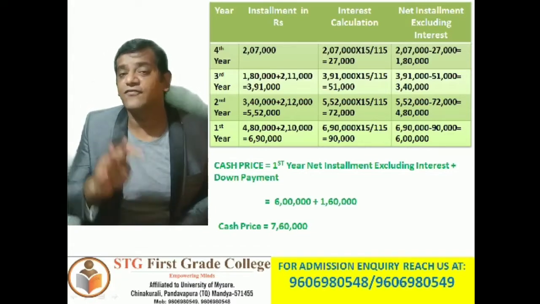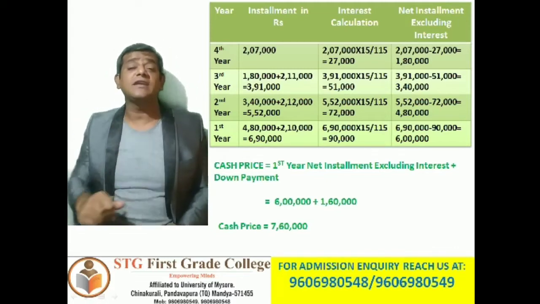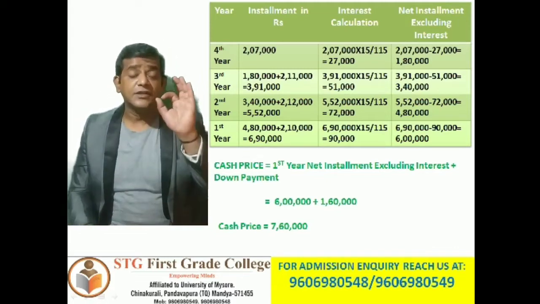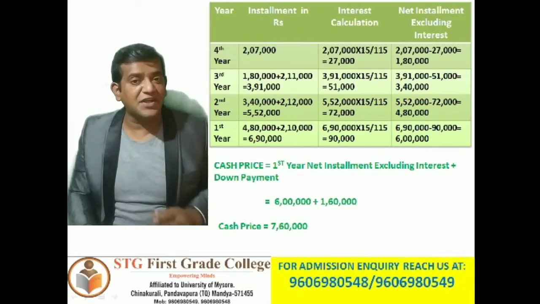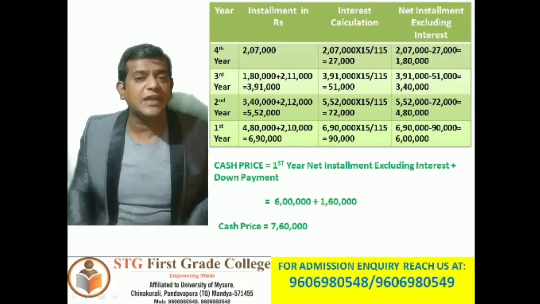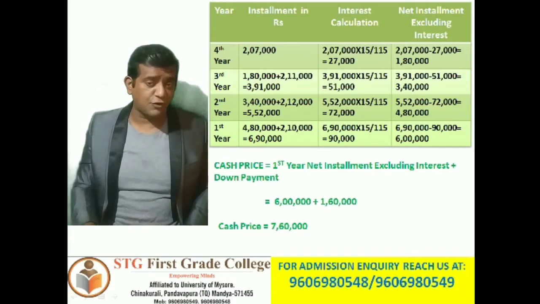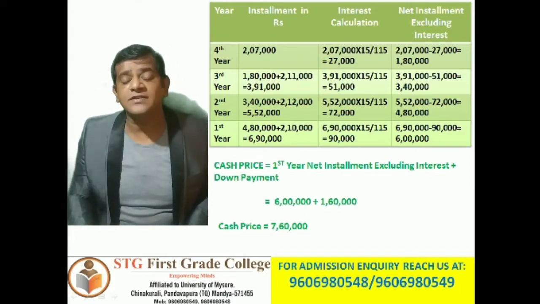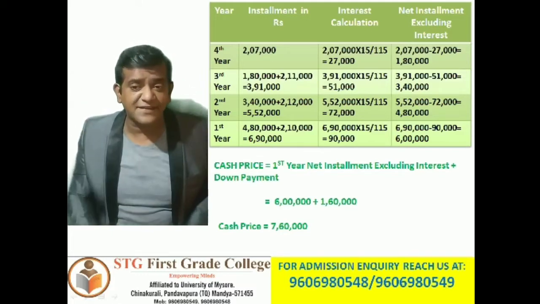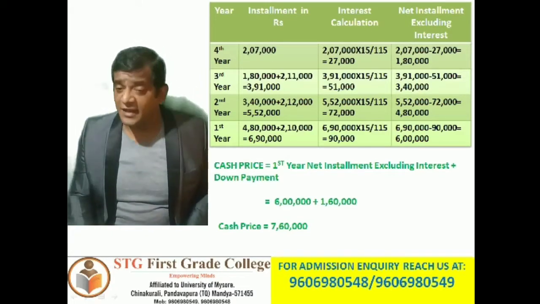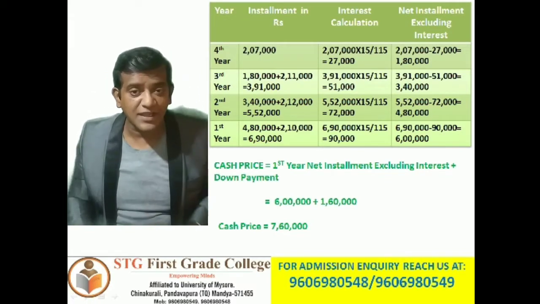So first take the 4th year installment, that is 2,07,000. Then calculate interest by applying the formula 2,07,000 into 15 divided by 115. When you do this calculation, you are going to get an interest amount of 27,000. So now total installment amount is 2,07,000. Deduct interest 27,000. You are going to get a net installment amount of 1,80,000. So this is the 4th year calculation.